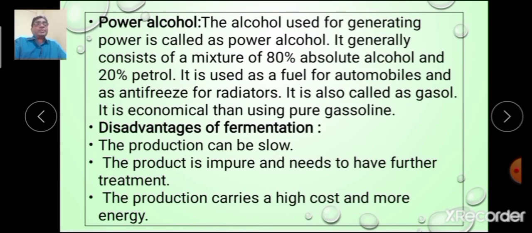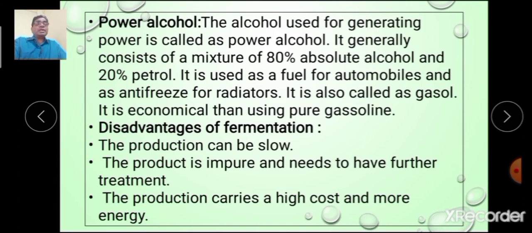Because when water is running from the radiator, the water can convert into ice on the fans of the radiators and the fan can stop. And for anti-freezing, this is used. Okay, it is also used as a gasol. It's economical than pure gasoline petrol. That is, power alcohol is economical from that petrol.